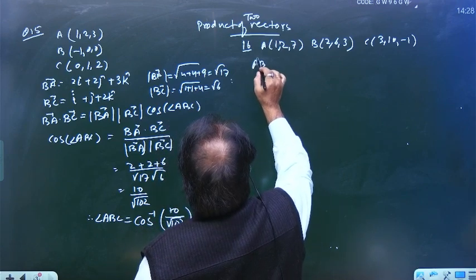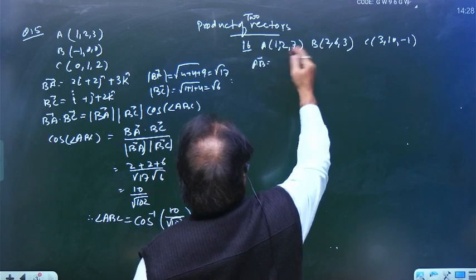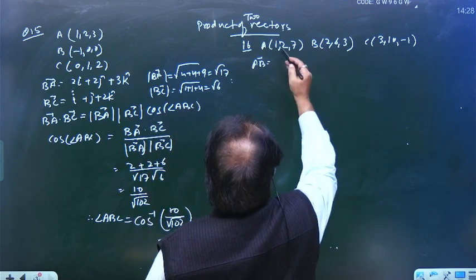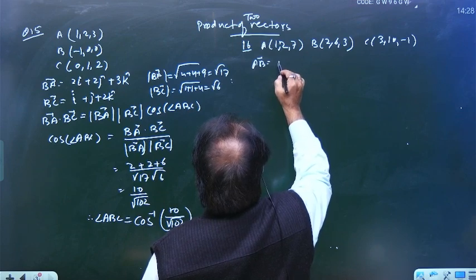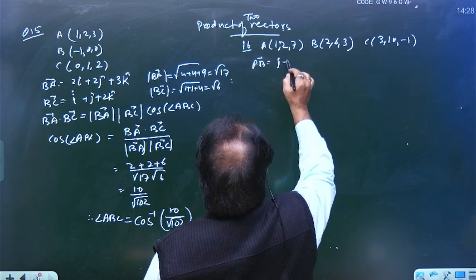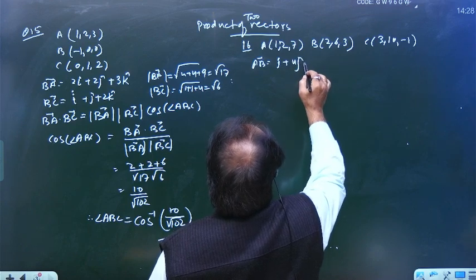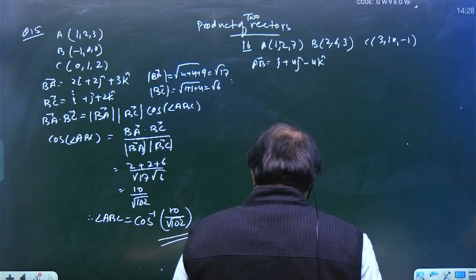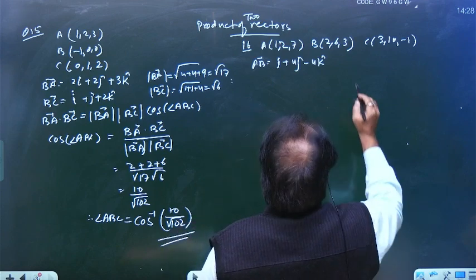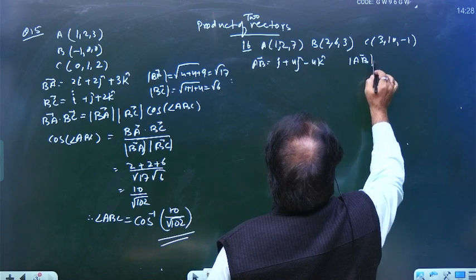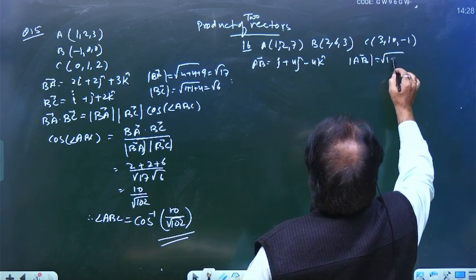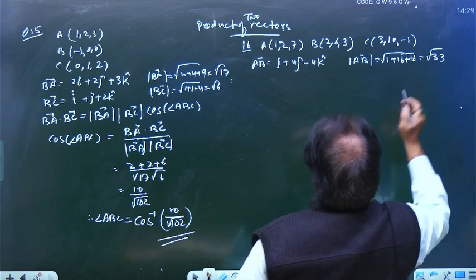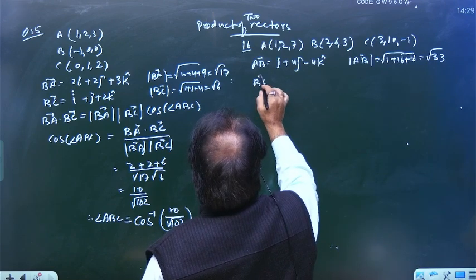Vector AB is equal to, by applying the formula for the line joining two points, x2 minus x1 i cap, that is 2 minus 1 i cap, and 6 minus 2, that is 4 j cap, and 3 minus 7, that is minus 4 k cap. Now find the magnitude of AB. So magnitude of AB is equal to root over of 1 plus 16 plus 16, that is root over 33. And now find BC.